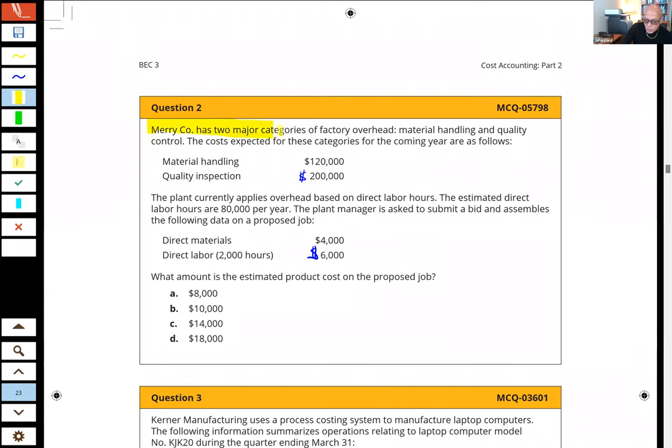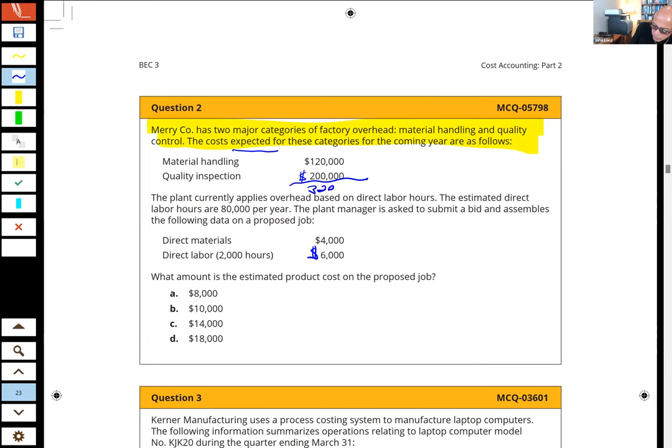Mary Company has two major categories of factory overhead, materials handling and quality control. The cost expected. So there we go. That's our expected, that's our budgeted, right? I wrote the word expected, budgeted. All of that means, hey, we're doing this in October of 2022, and we're going to use this rate in 2023. So we pick up the 120. I don't have to write those again. It's a waste of electronic ink, right?